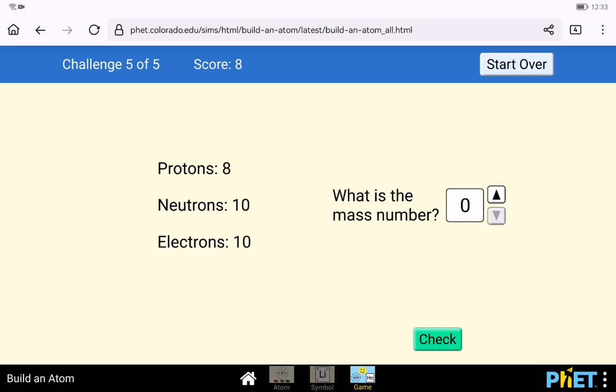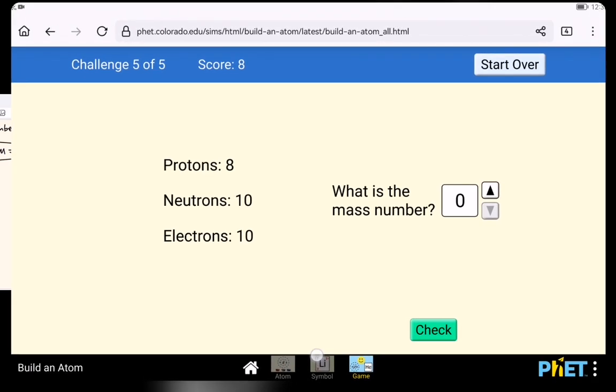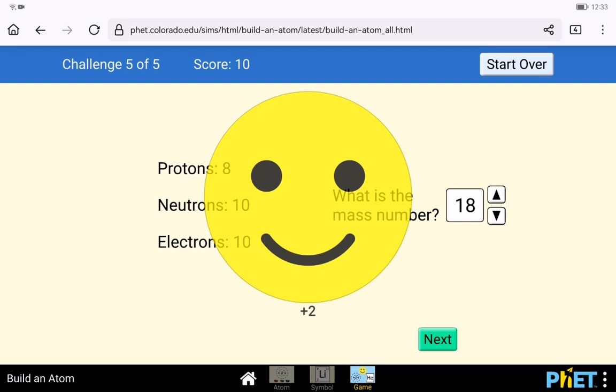The last question is, again, what is the mass number? For the mass number, you add the proton number to the neutron number. That is going to be 8 plus 10, and that will give us 18. The answer is correct.